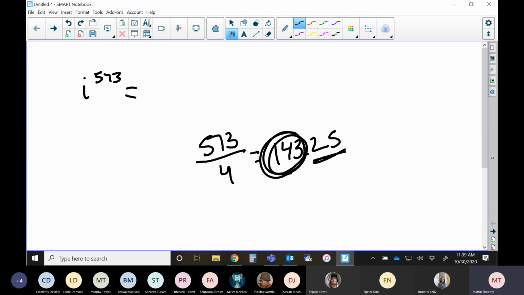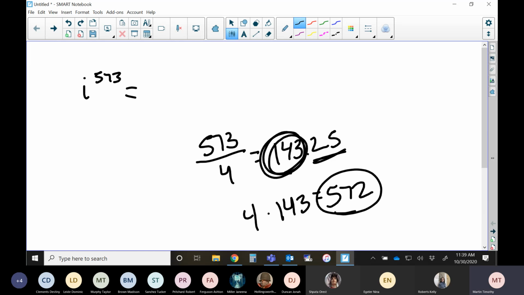You could take 4 and times it by the 143. And when you do that, you're going to get 572. If I'm at 572 and I needed to be at 573, how many leftovers are there? 1. So that means that 573 is really equivalent to i to the first.